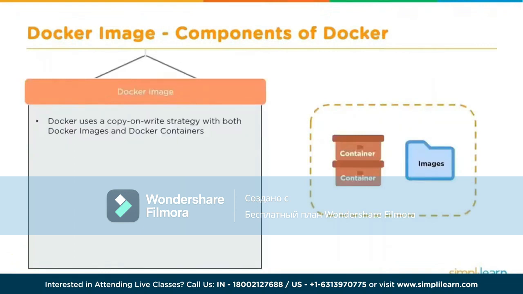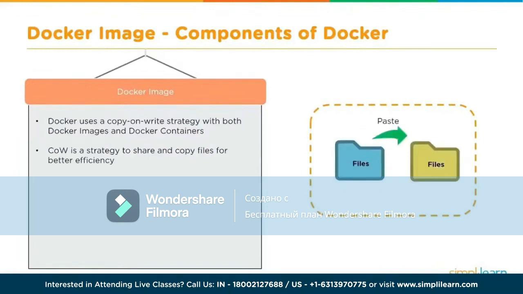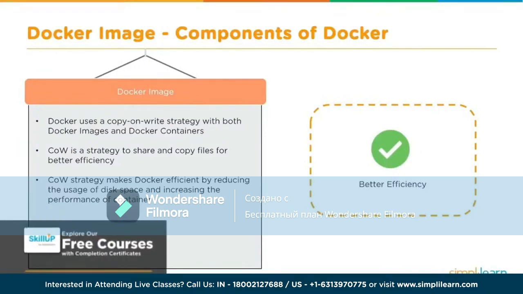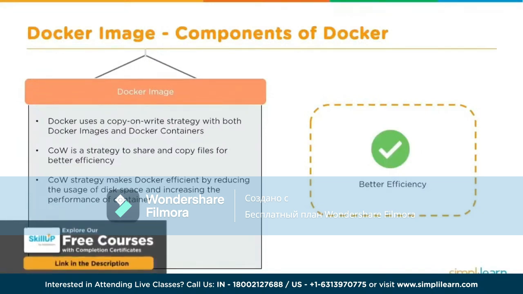So to get around this structure within a Docker container, the Docker environment itself uses what's known as a copy on write strategy within the images and the containers themselves. What this allows you to do is copy the files for better efficiency across your entire container environment. The copy on write strategy makes Docker super efficient, and you're able to keep reducing the amount of disk space you're using and the amount of performance you're taking from the server. And that's really a key element for Docker, this constant ability to keep improving the efficiency within the system itself.